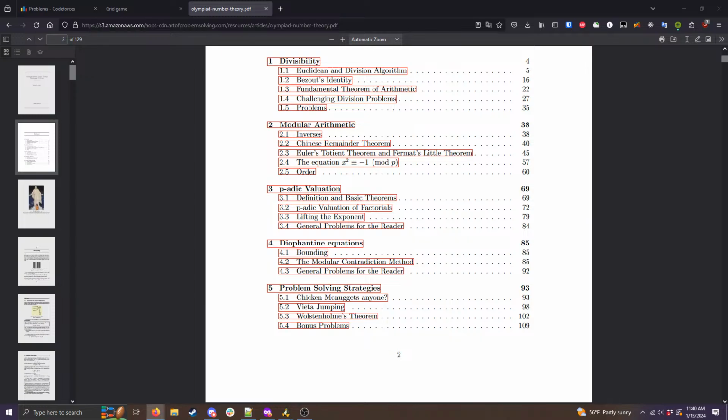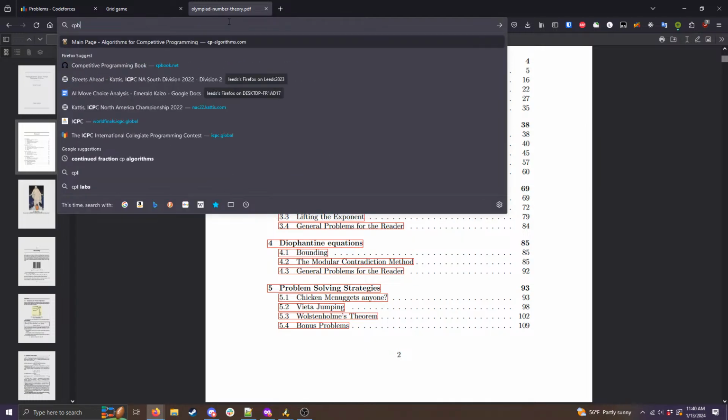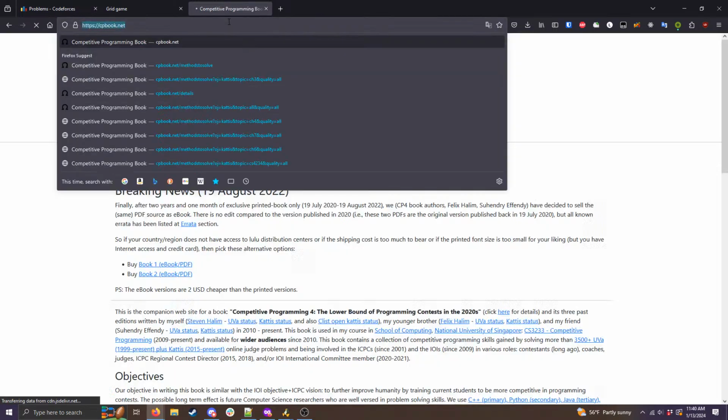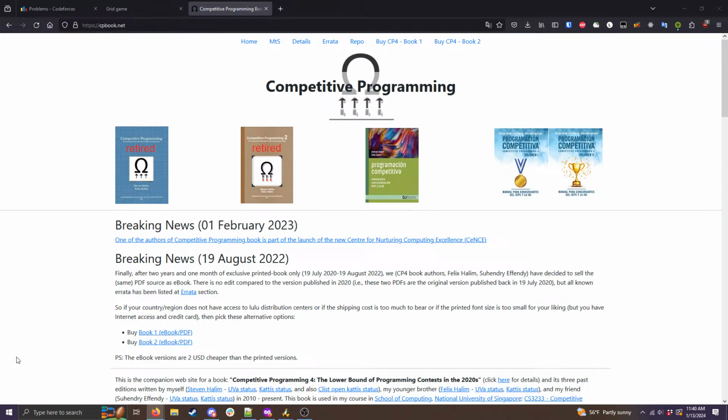Light Yellow asks, where did I study competitive programming fundamentals? I'm not sure this is the right way to go about it, but back when I was getting started, I used Competitive Programming 3, which has a new edition actually, which you can find at cpbook.net.